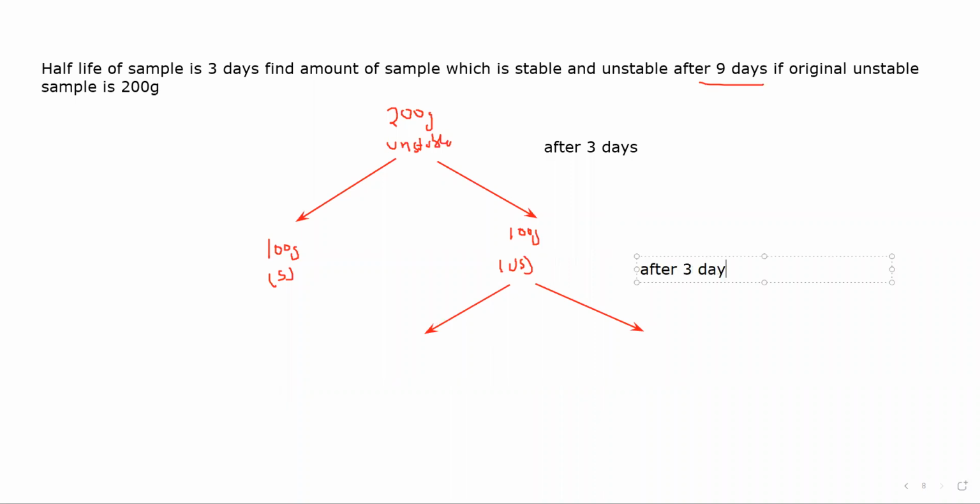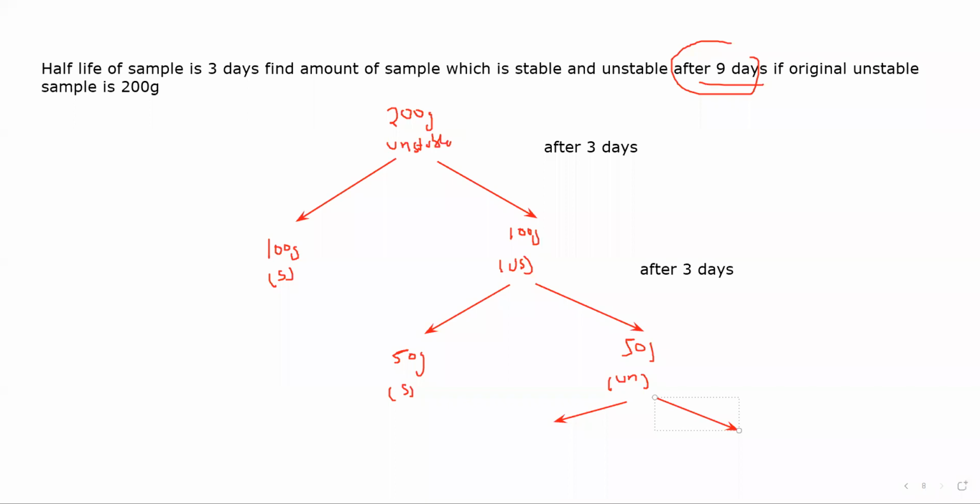And how many days after further 3 days? Because after every 3 days, it will be half of its original value. So this will be 50 grams stable and 50 gram unstable. Then we have to find after total 9 days. So 3 plus 3 makes 6 days. So if it further decays after further 3 days, that will make the total interval 9.